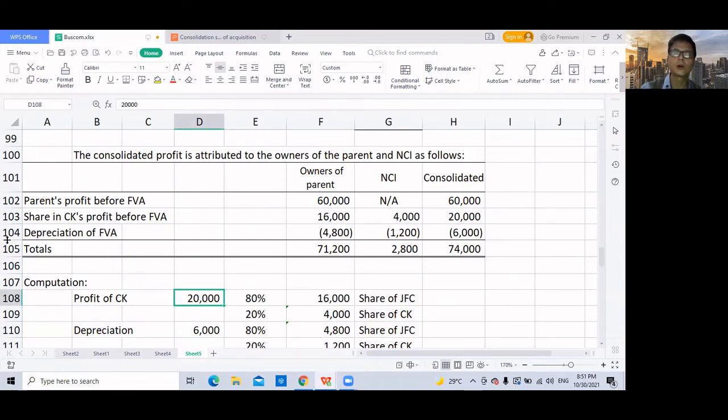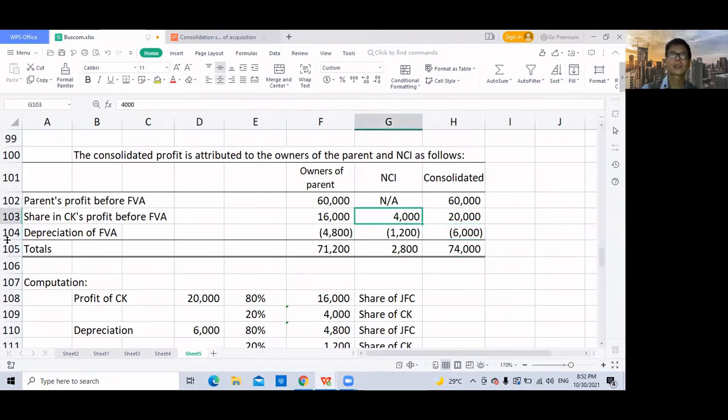The profit of CK was 20,000, as we have seen a while ago. So 80% of that, which the parent bought, is 16,000, which is why we have 16 here. Of course, the remaining 20%, the 4,000, goes to the NCI. Then it is still consolidated. So 16 plus 4 is 20. It still fits.